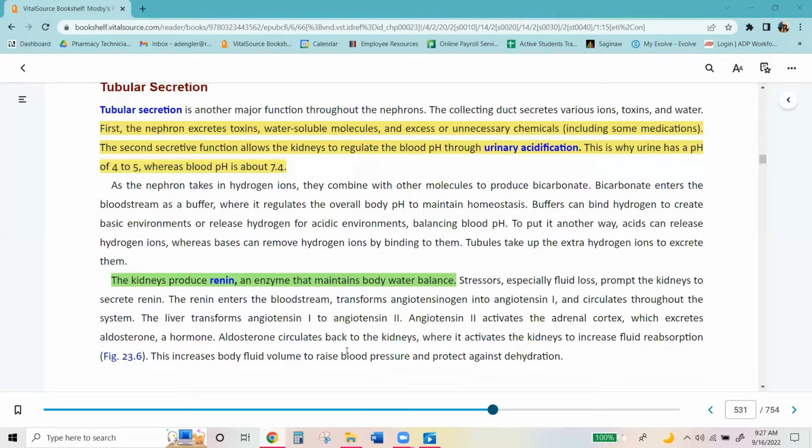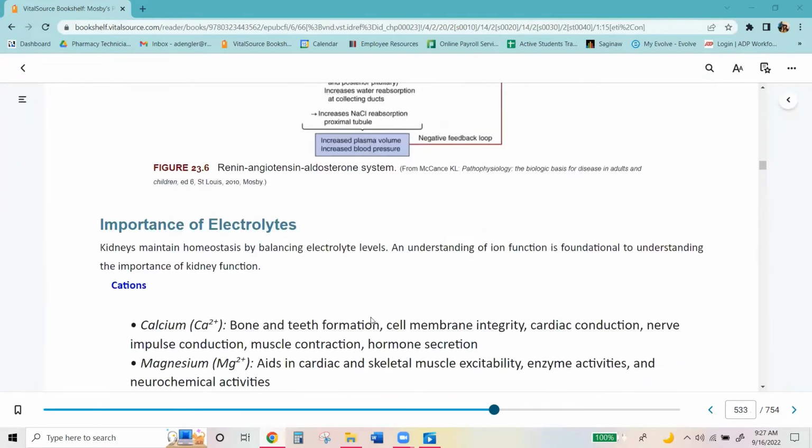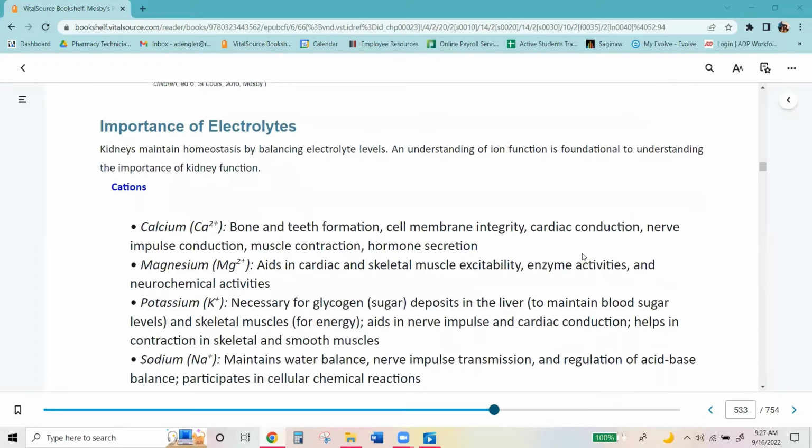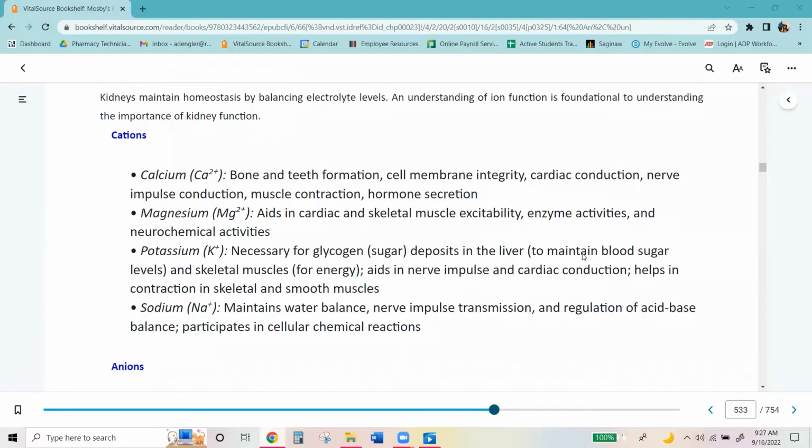The kidneys produce renin, an enzyme that maintains body water balance. Kidneys maintain homeostasis by balancing electrolyte levels. An understanding of ion function is foundational to understanding the importance of kidney function. So we have cations such as calcium, magnesium, potassium, and sodium. They're all positively charged ions.